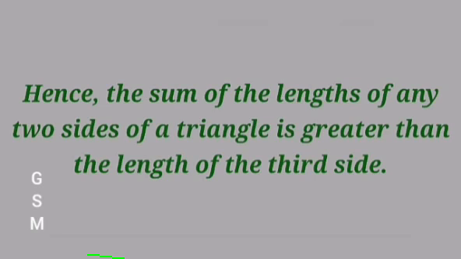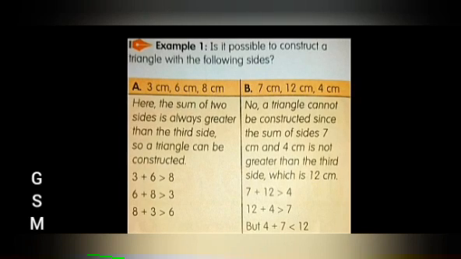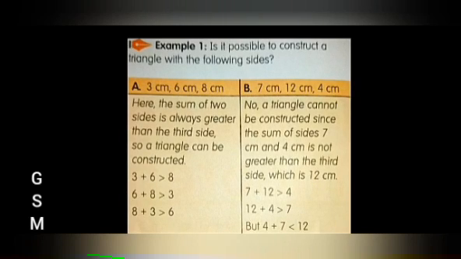From this, we can conclude that the sum of the lengths of any two sides of a triangle is greater than the length of the third side. Let us see an example. Is it possible to construct a triangle with the following sides?